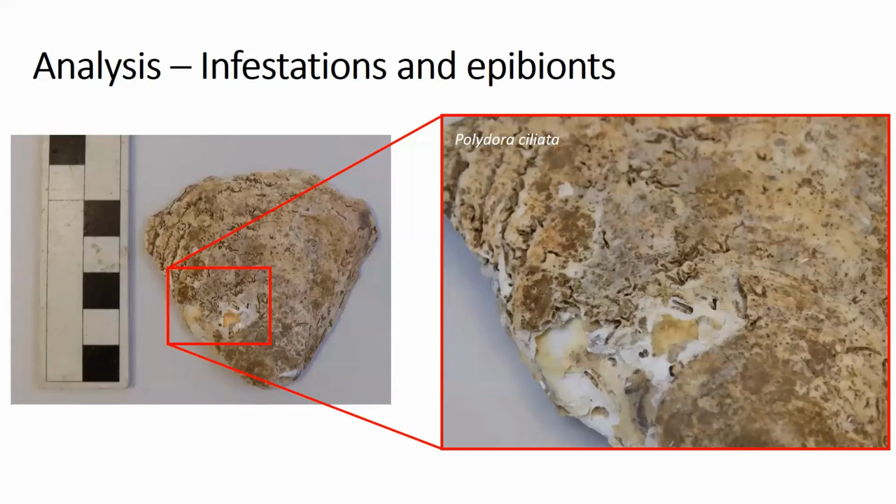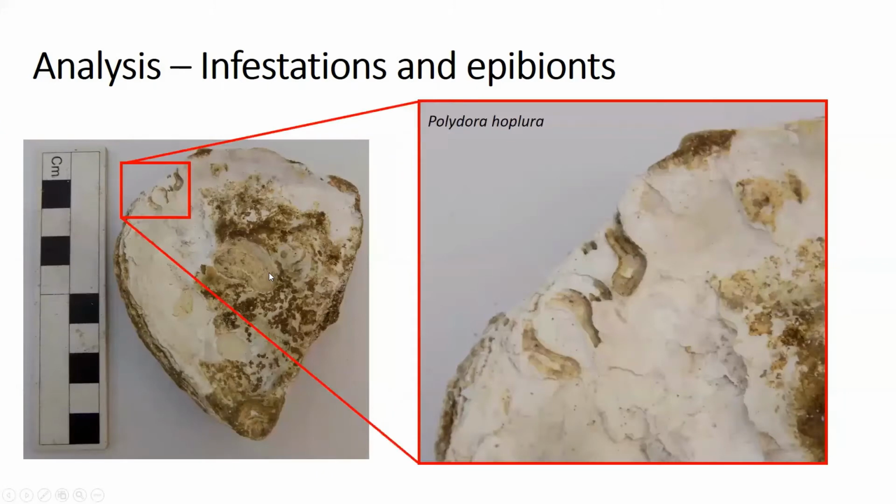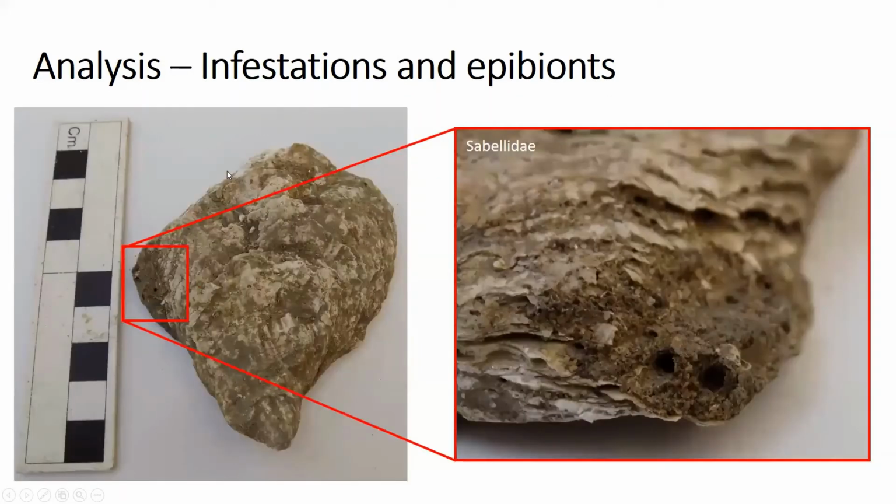So in this case, this shell here has been attacked and colonized by a type of bristleworm called Polydora ciliata that secretes an acid that allows it basically to burrow into the shell, and it leaves these little etch-like marks all over the shell. There's a different type of worm, a larger worm, also a bristleworm, same family, but this one's called Polydora hoplura, and it's much larger, and it leaves characteristic marks at the margins of the shell, particularly on the inner face of the shell.